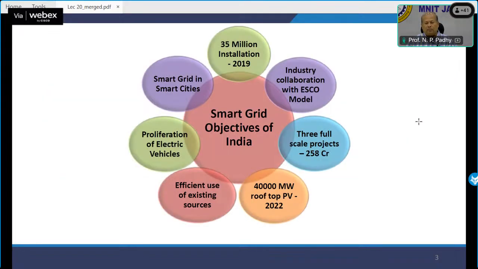And as you could see, smart grid objectives in India have many dimensions. First of all, industry collaboration with ESCO models, 3 full-scale projects of 258 crores on smart grid, 40,000 megawatt rooftop PV by 2022, and then efficient use of existing sources, proliferation of electric vehicles, which is an action. Smart cities and smart grids are in place, and 35 million installations happened in 2019.